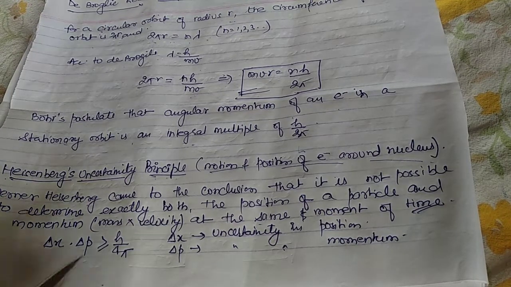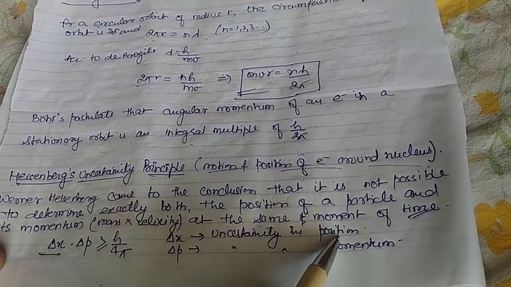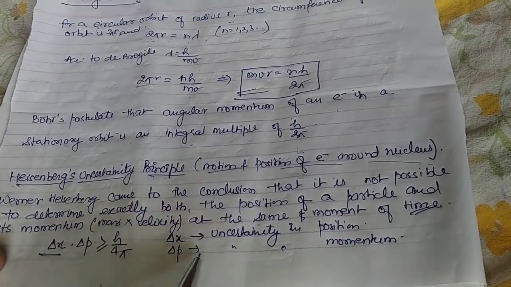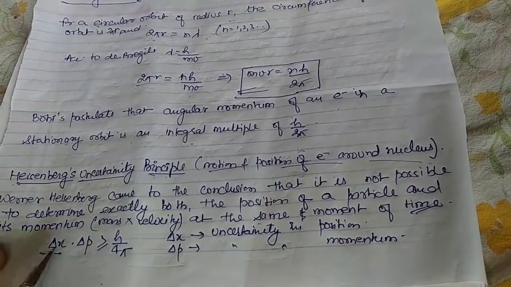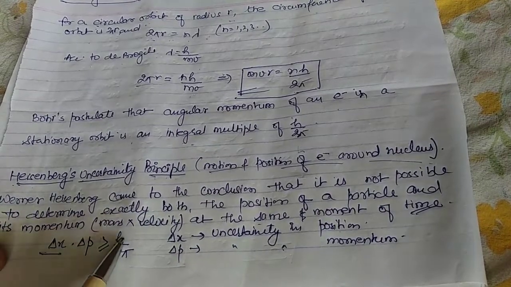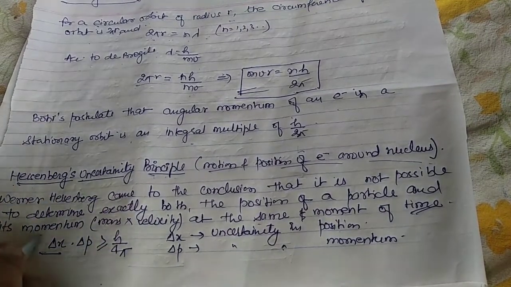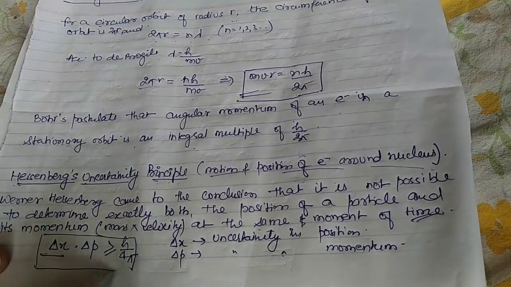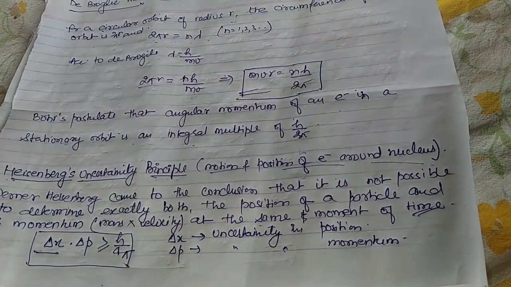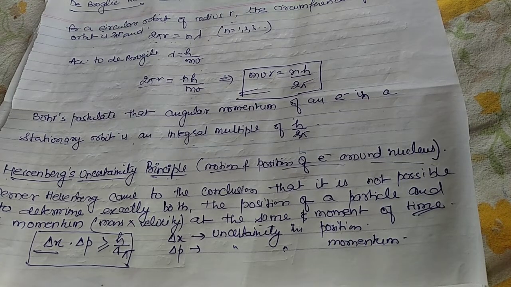And he gave this relation: delta x into delta p is greater than or equal to h upon 4 pi. Delta x is the uncertainty in position, and delta p is the uncertainty in momentum. This is the relation given by Heisenberg, and it is a very important relation. In further classes, we will learn how this relation was helpful in predicting the structure of the atom, the position and velocity of the electron, and how electrons are filled in a particular orbital. We will learn this in the coming lecture.